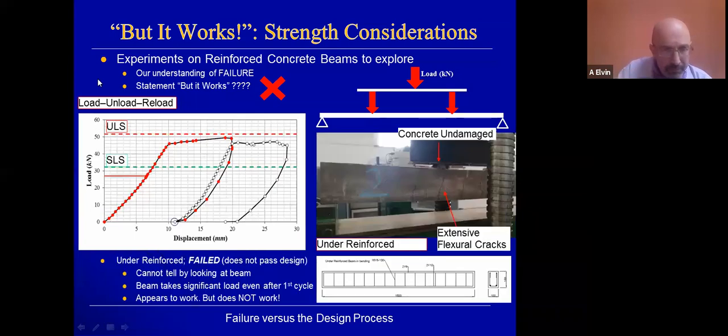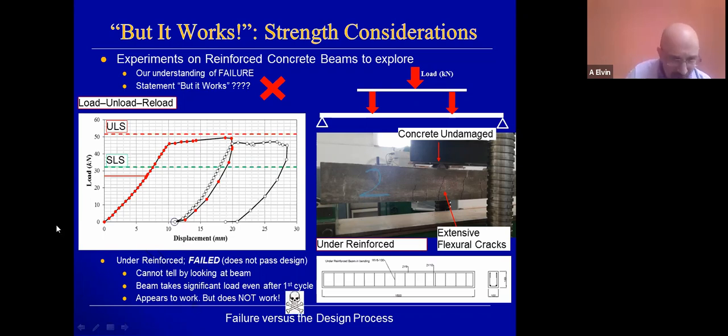All right. Now we can do the same experiment, but for under-reinforced. Under-reinforced produces similar results, but now the entire beam right from the start has failed because it does not meet rational design. It's under-reinforced. The reinforcement looks similar, but there's just a little bit less reinforcement in the tension zone. We cannot tell by looking at this beam a priori if it has failed, we cannot tell if it works or not. The beam still takes significant load after the first cycle. It appears to work, but does not work.